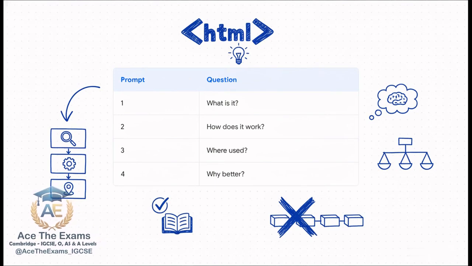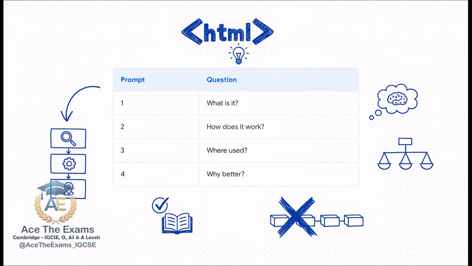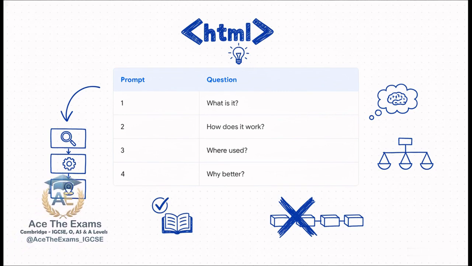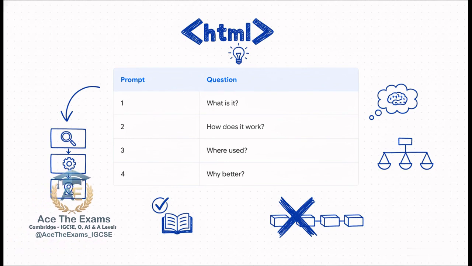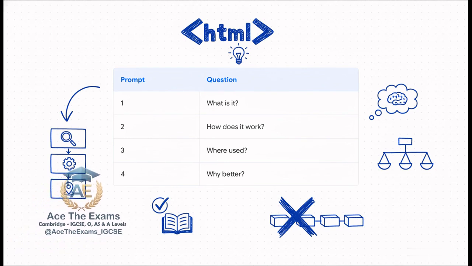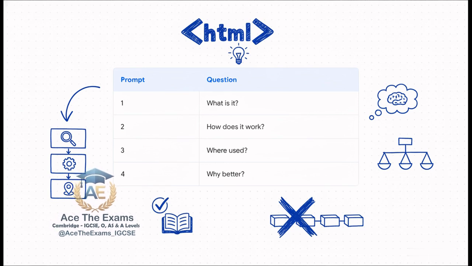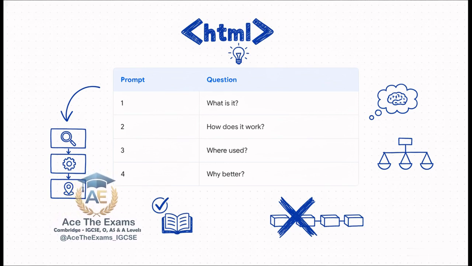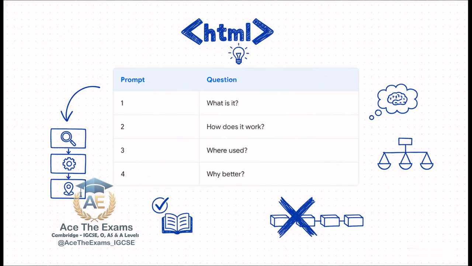It brilliantly illustrates exactly how top-tier students revise. It's called the 4-prompt memory structure. Whenever you sit down to study HTML basics and web page structure, you must force the information through these 4 prompts. Prompt 1, what is it? Prompt 2, how does it work? Prompt 3, where is it used? And prompt 4, why is it better or worse than an alternative in that specific situation?